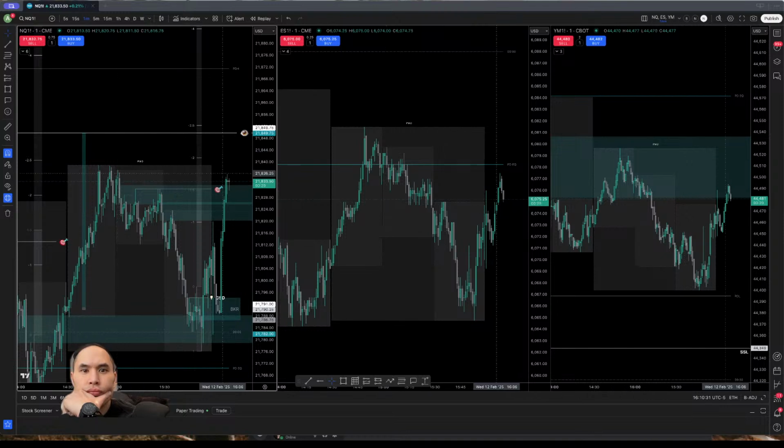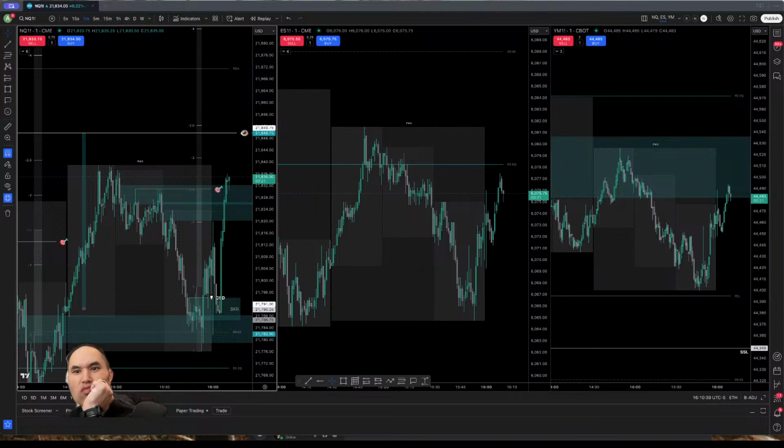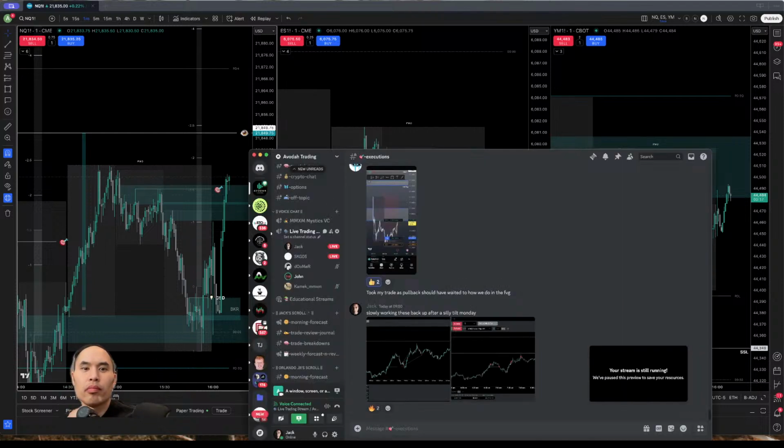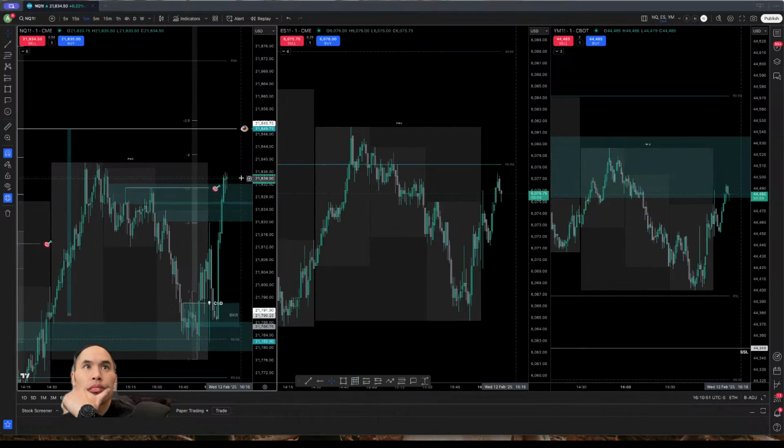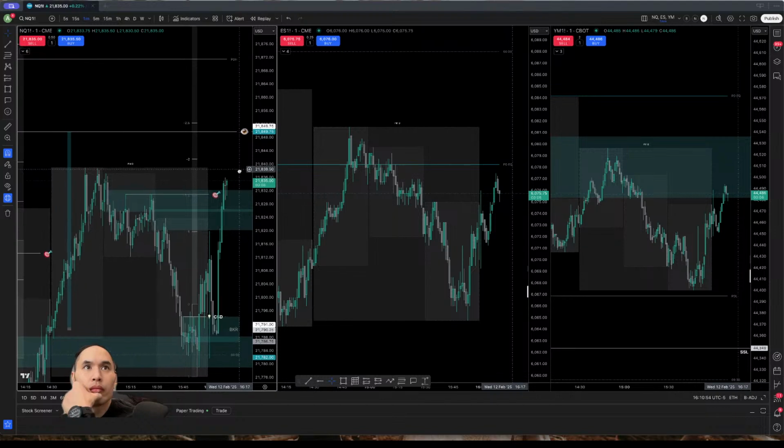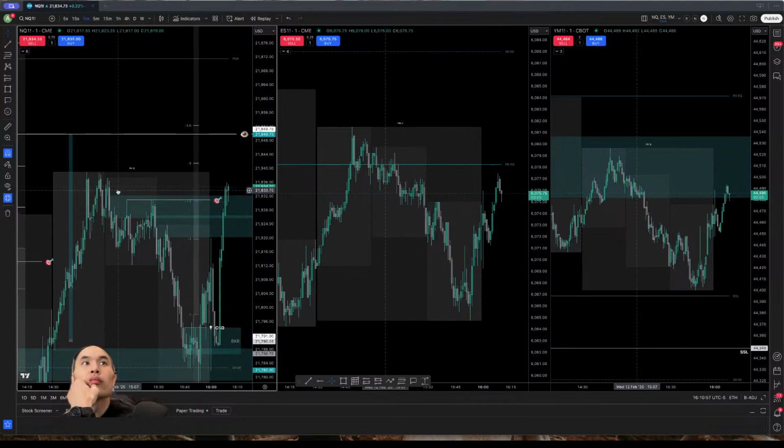Would you say that breaker, if we didn't close above it, is a bearish order block? Yes. So if you can see that, then you should know that right there, a failed order block is a breaker block. Okay. So inverted order blocks are just breaker blocks. You've got to think of it like that. Yeah. Makes sense. Absolutely.